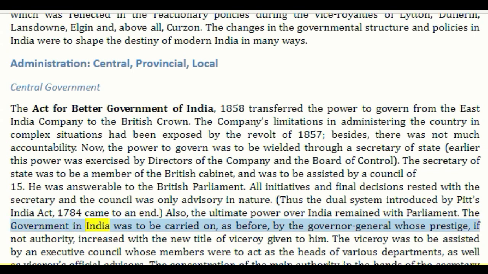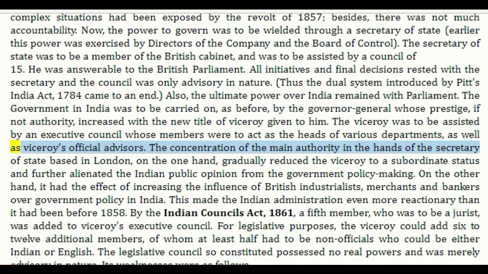The government in India was to be carried on, as before, by the Governor-General, whose prestige, if not authority, increased with the new title of Viceroy given to him. The Viceroy was to be assisted by an Executive Council whose members were to act as the heads of various departments, as well as Viceroy's official advisors. The concentration of the main authority in the hands of the Secretary of State based in London, on the one hand, gradually reduced the Viceroy to a subordinate status and further alienated the Indian public opinion from the government policy making.